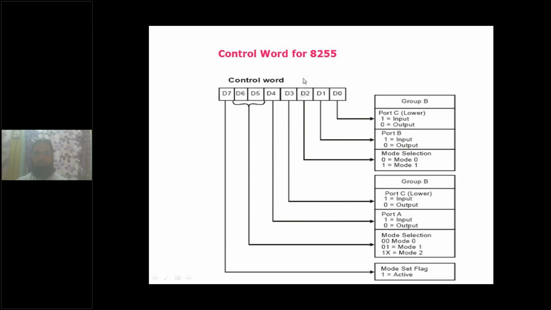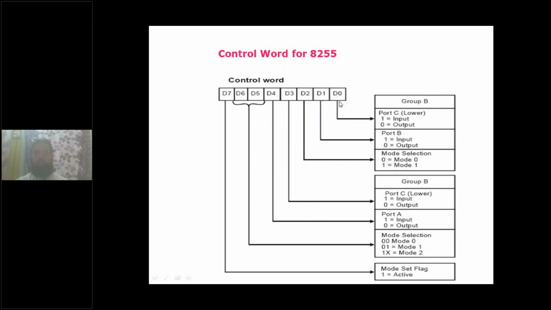And this D2 indicates the mode of operation of port B, and port B operates in only two modes, mode 0 and mode 1. If it is 0, mode 0. If it is 1, mode 1. And D1 indicates whether port B needs to be operated as an input port or output port, that is decided by this bit.